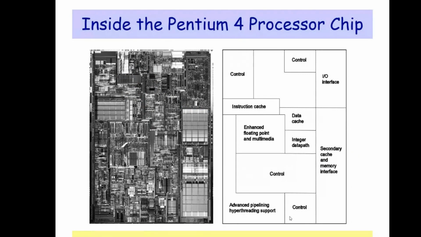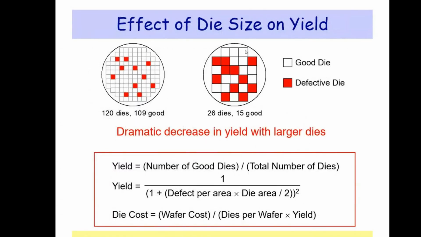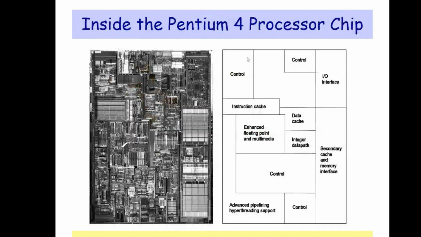So if you are seeing a Pentium 4 processor, this is the block diagram of your entire chip, and this is the physical implementation. This is your chip. You see this? This is your chip, and this chip comes into one particular die. Get it? Understood? Clear?